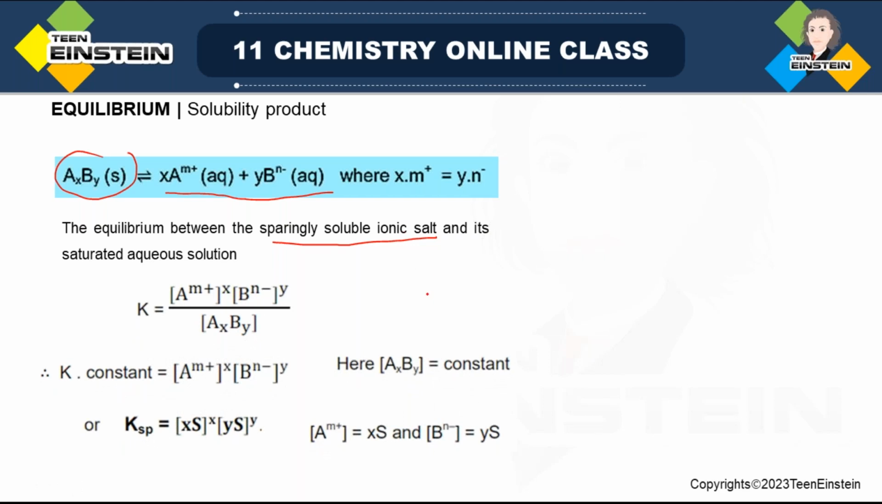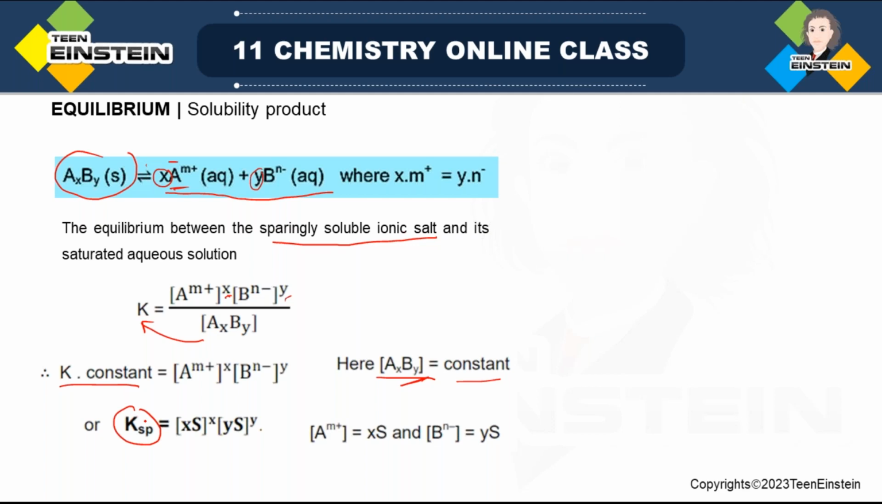Now the K value for this equation, the same way as we represent, is the concentration of A^m+ to the power x, because that is the coefficient, and y is the coefficient because y number of B^n- anions are present, divided by AxBy. Now, as a very small fraction of AxBy is in dissociated state, obviously the concentration of AxBy is almost constant. So this approximation we can apply. That is why this denominator, if you bring it to the left hand side, K into some constant, you will get a new value which is called Ksp.